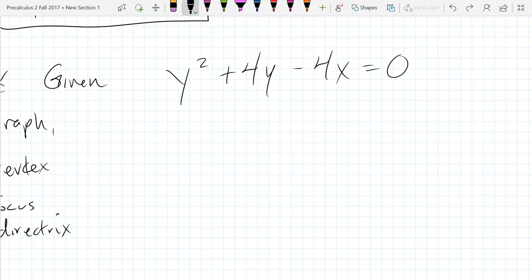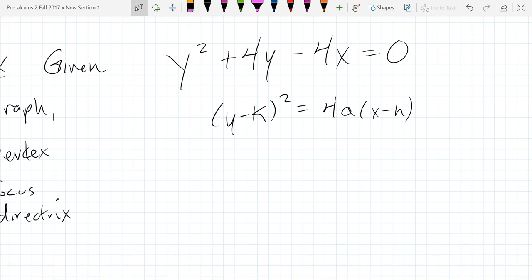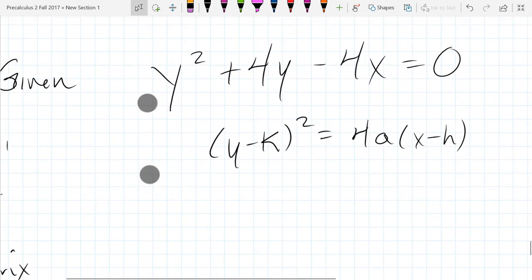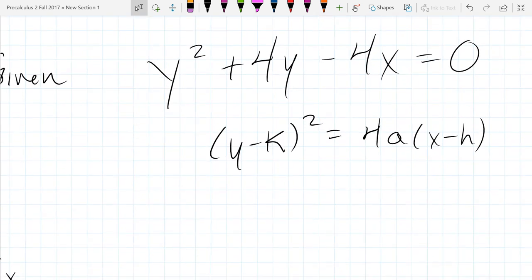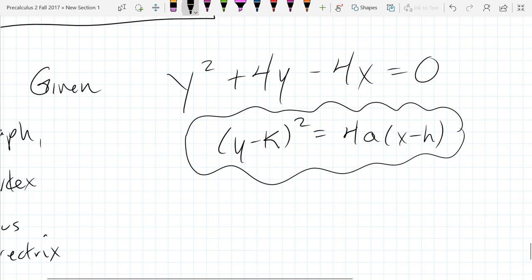So that form was y minus k squared equals 4a times x minus h. And again, I will give you that chart on your cheat sheet, so you won't have to memorize the chart. All right, what do I have to do algebraically to get this equation into the form I want? One thing is get the x out to the other side, so that's pretty easy. So here's our goal. I'll put that in a bubble.